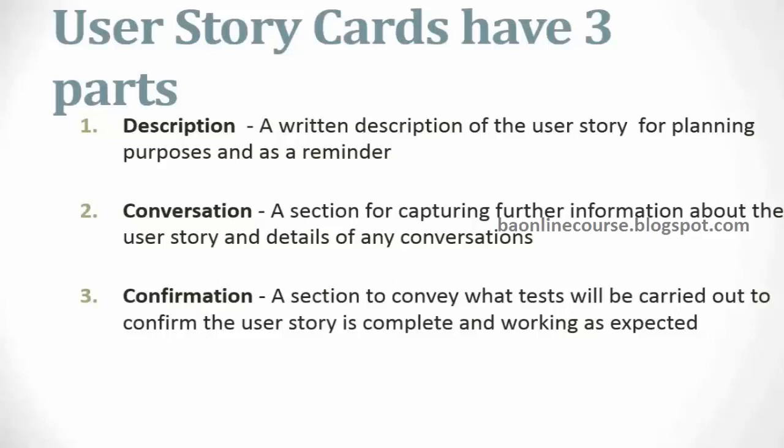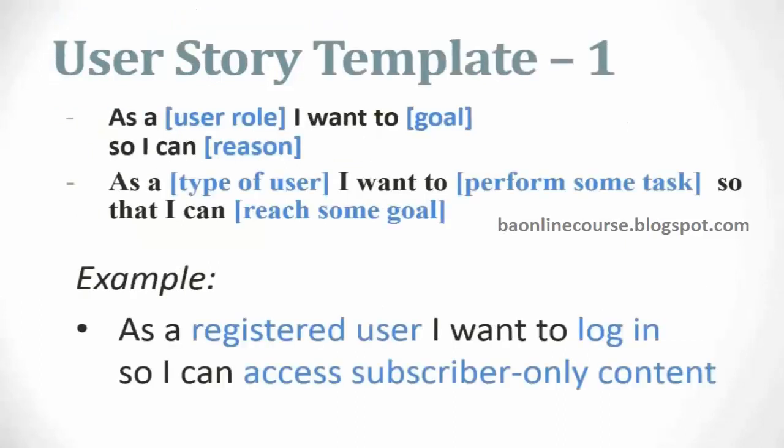Okay, so today's session we will learn about how we capture the requirements in that typical sprint. So when we pick up a requirement, how do we capture that requirement in a post-it note? Broadly it has three components: a description, conversation, and confirmation. The description gives you an objective of what the user story is going to accomplish. It tells you that as a user, I want to do this, so that I can get this benefit. Like, as a registered user, I want to log in so that I can access subscriber-only content.